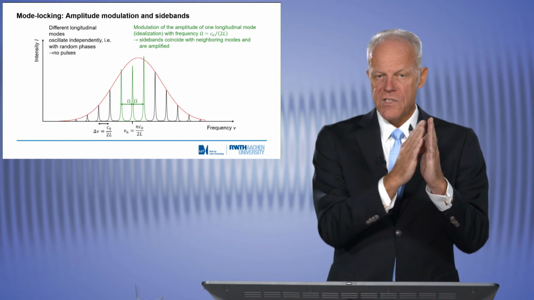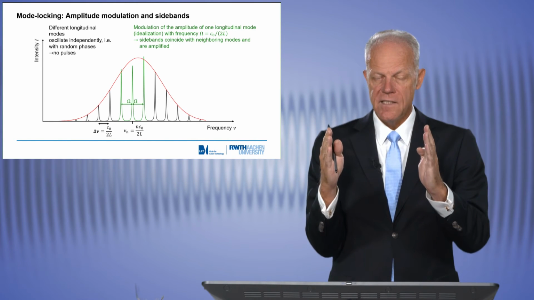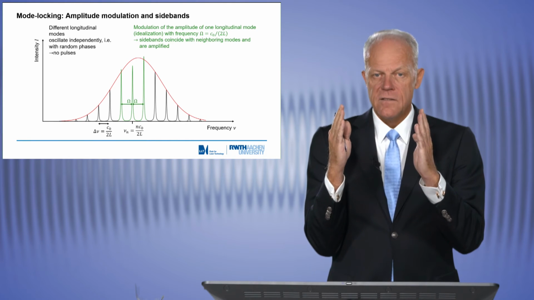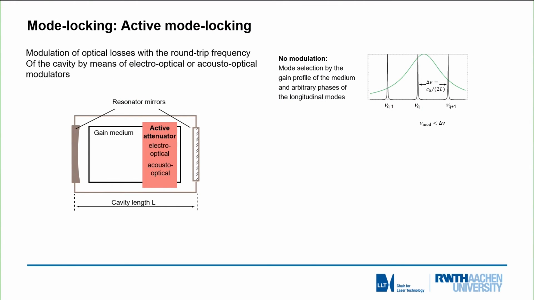At each round-trip time, we modulate the amplitude, which results in neighbor frequencies exactly at the spacing of the frequency difference between two longitudinal modes. This is displayed here with an active attenuator. You can use an electro-optical crystal or an acousto-optical modulator. Also a saturable absorber will work, but this switch guarantees that all the modes will be emitting coherently, and so they can be coupled coherently and we get the mode locking.